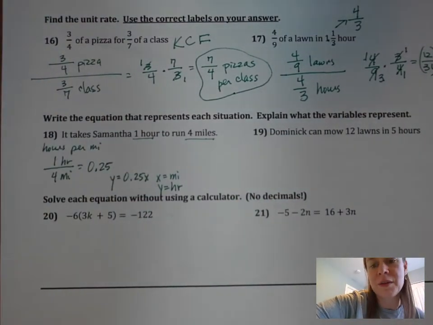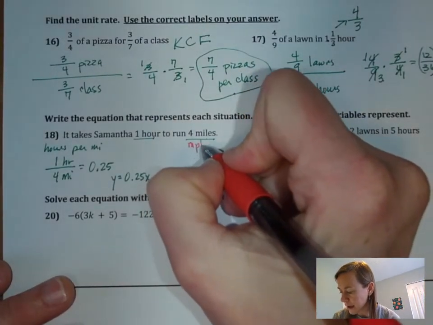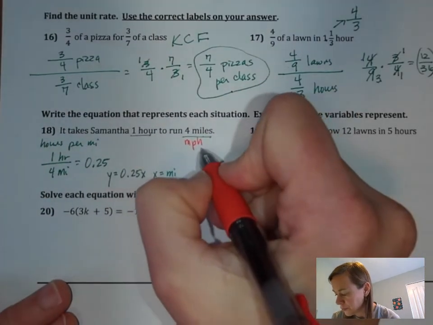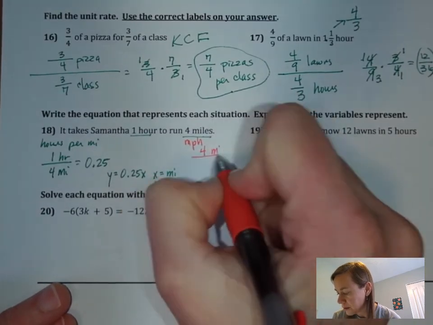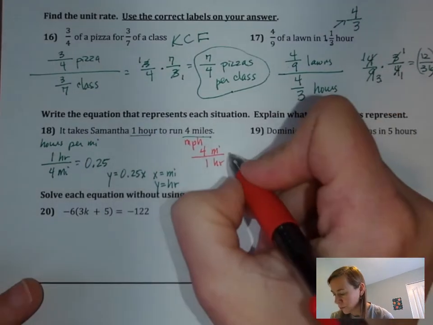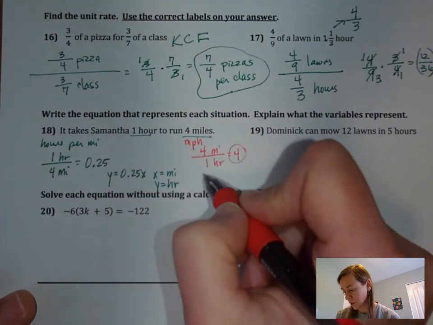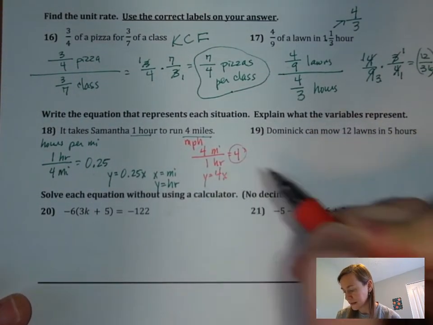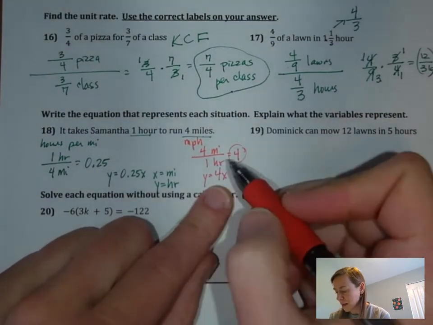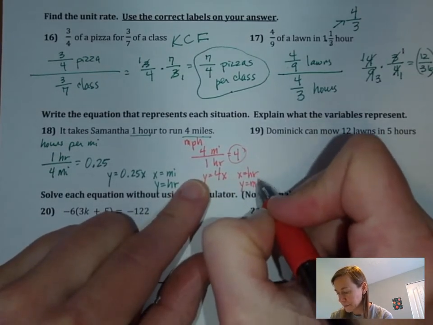I'm going to change colors. Let me grab my red pen here. And we'll solve it the other way. If you want to find miles per hour, then here's what you would need to do. You would do 4 miles per 1 hour. Now, when you divide that, what do you get? You just get 4. So this is the number that would go inside your equation, and it would be y equals 4x. And your variables are going to be flipped, okay? So your x is going to be the bottom, which means hours. x is hours, and y is going to equal miles.